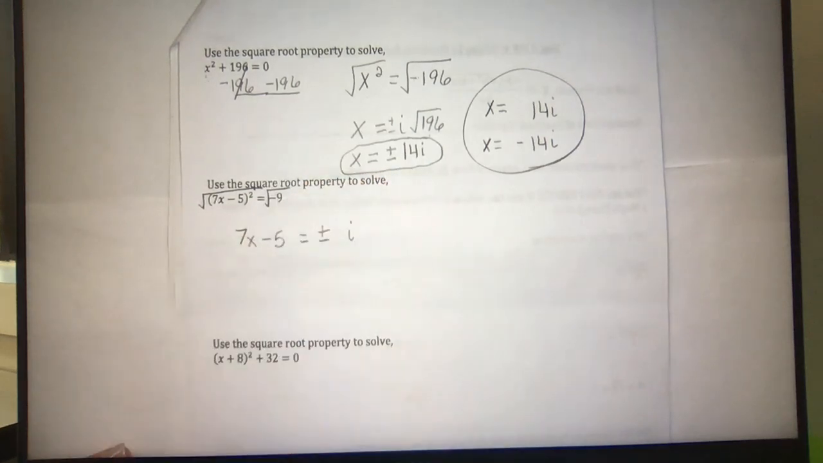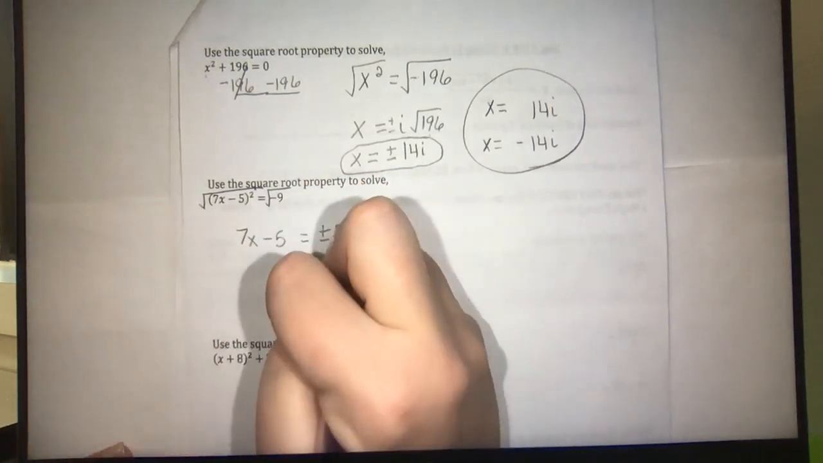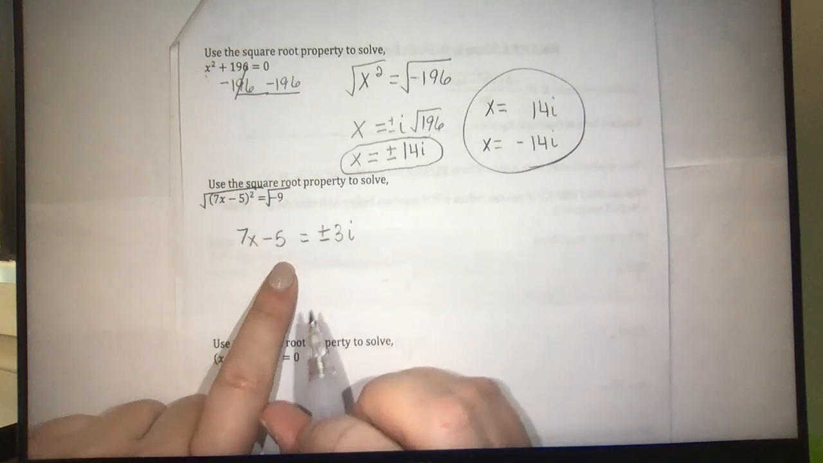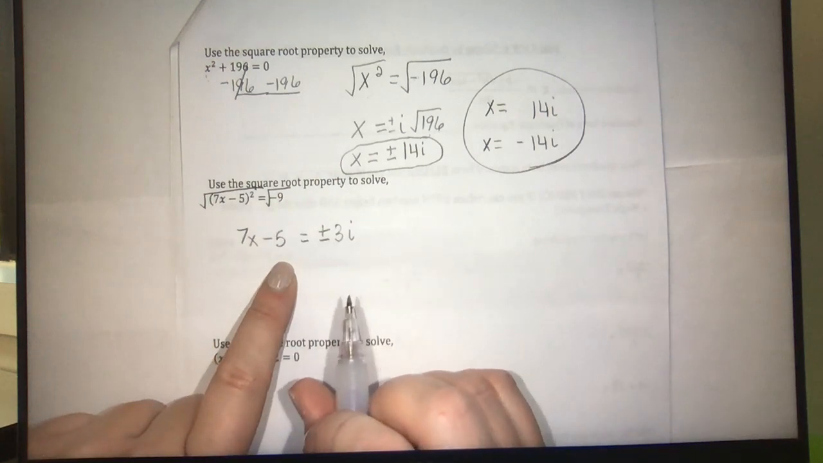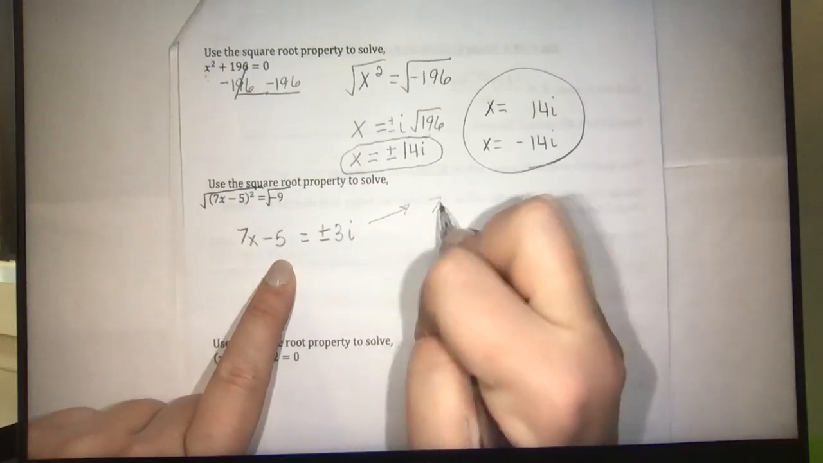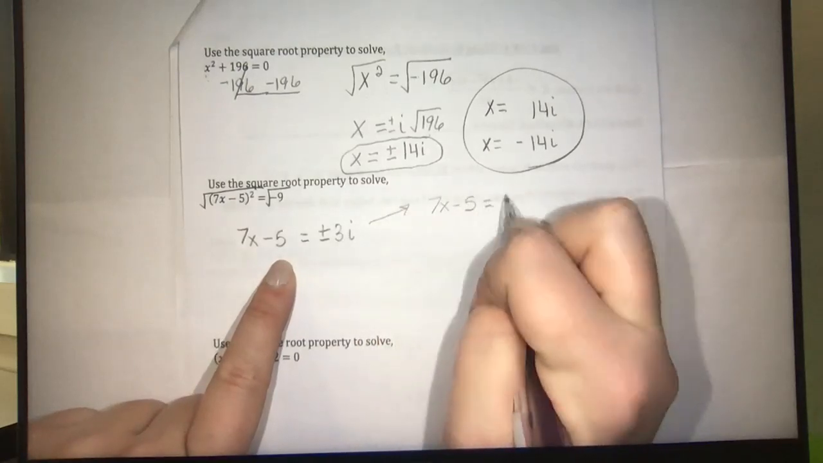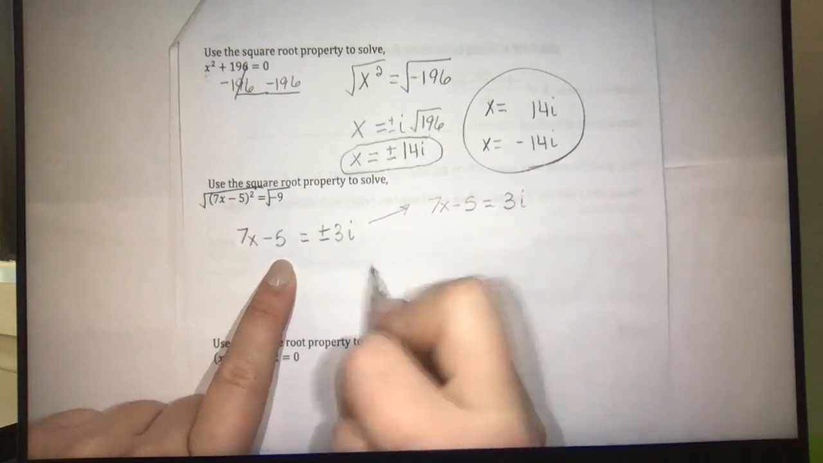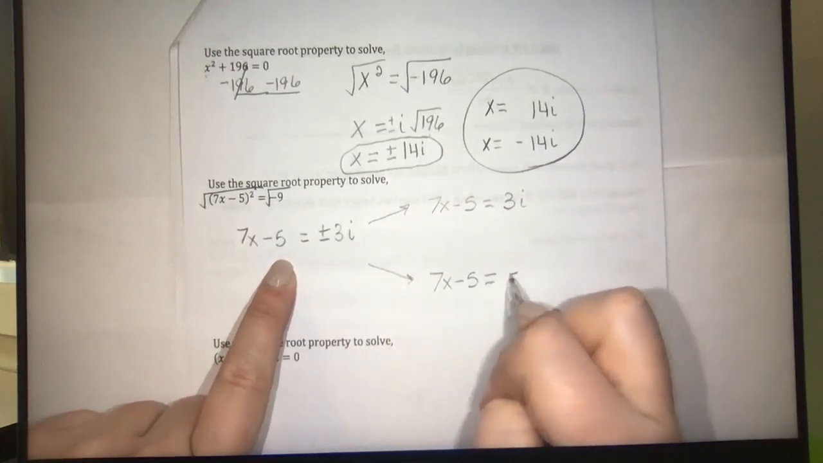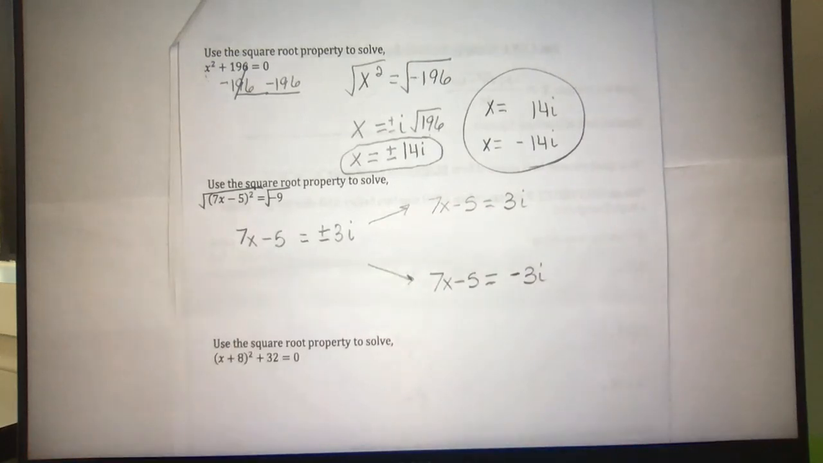Okay, and then what's the square root of 9? 3. Okay, is everybody comfortable with that? Square root of negative 9. The negative comes out as an i. Square root of 9 is a 3. Okay, am I done? Can I circle this and move on? No, you don't equal x. So now I have to split up. I'm going to have 7x minus 5 equals 3i, and 7x minus 5 equals negative 3i.